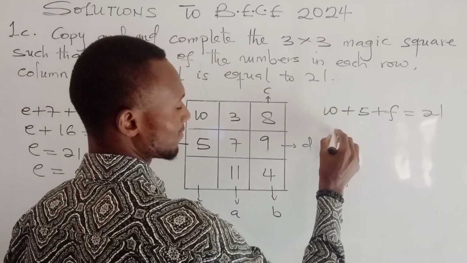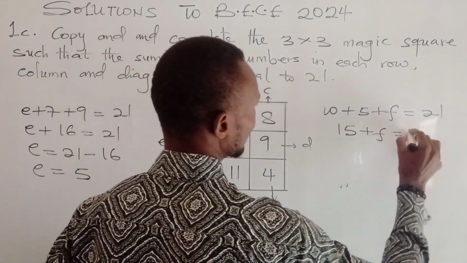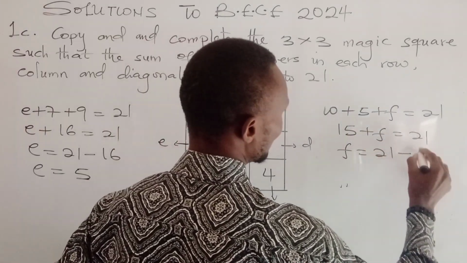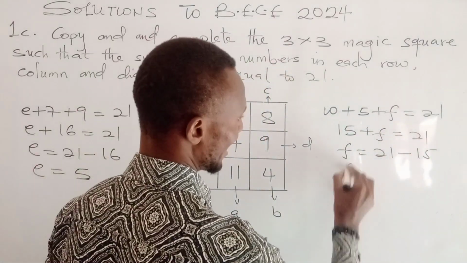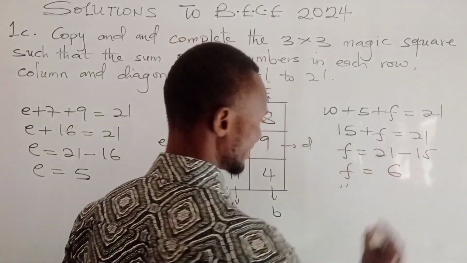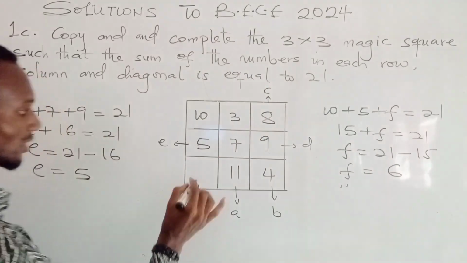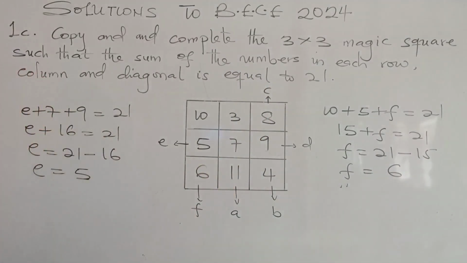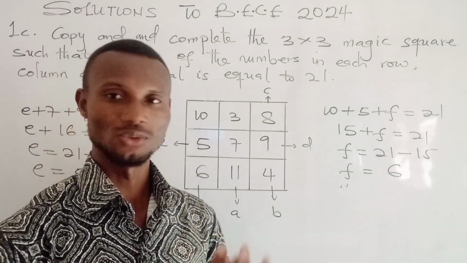10 plus 5 gives me 15. So 15 plus F equals 21. So my F will be equal to 21 minus 15. I hope you understand. So my F will be equal to 6. 21 minus 15 gives 6. So your F is equal to 6. So here is supposed to be 6. I hope you understand and you agree with me up to this point.